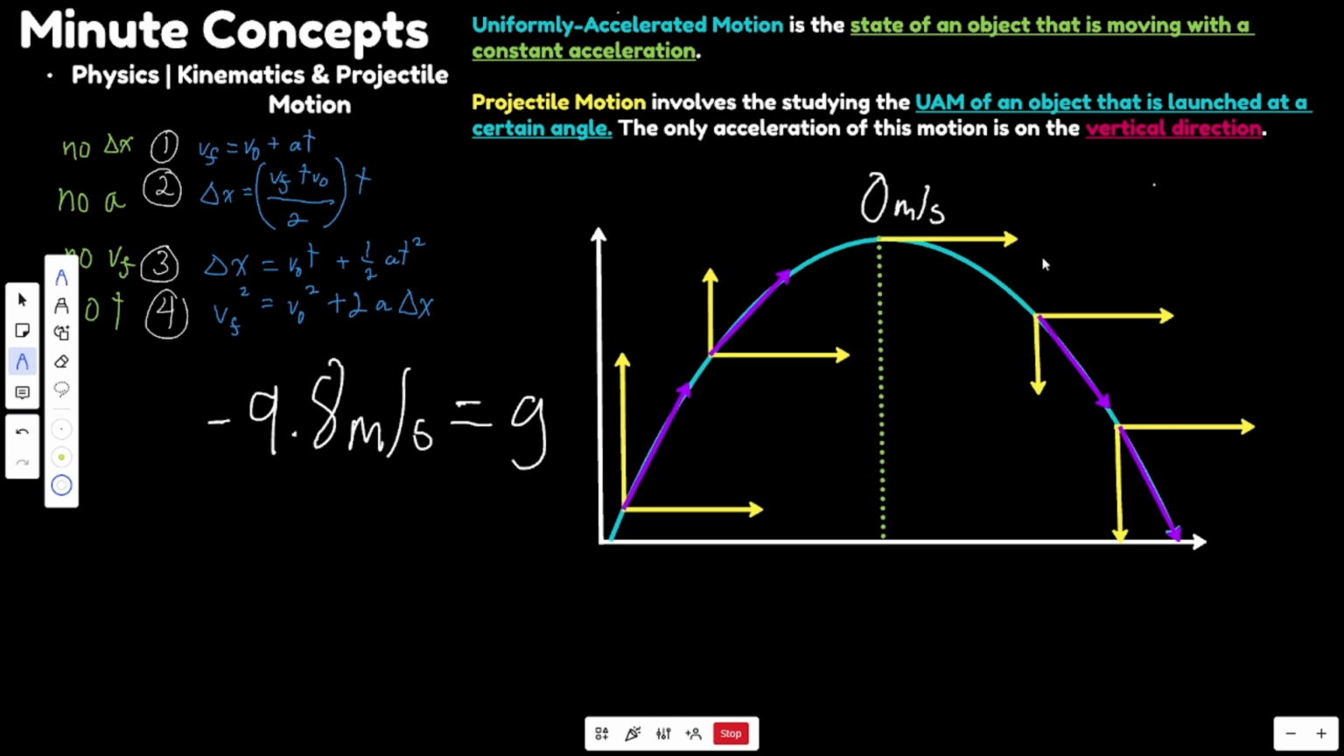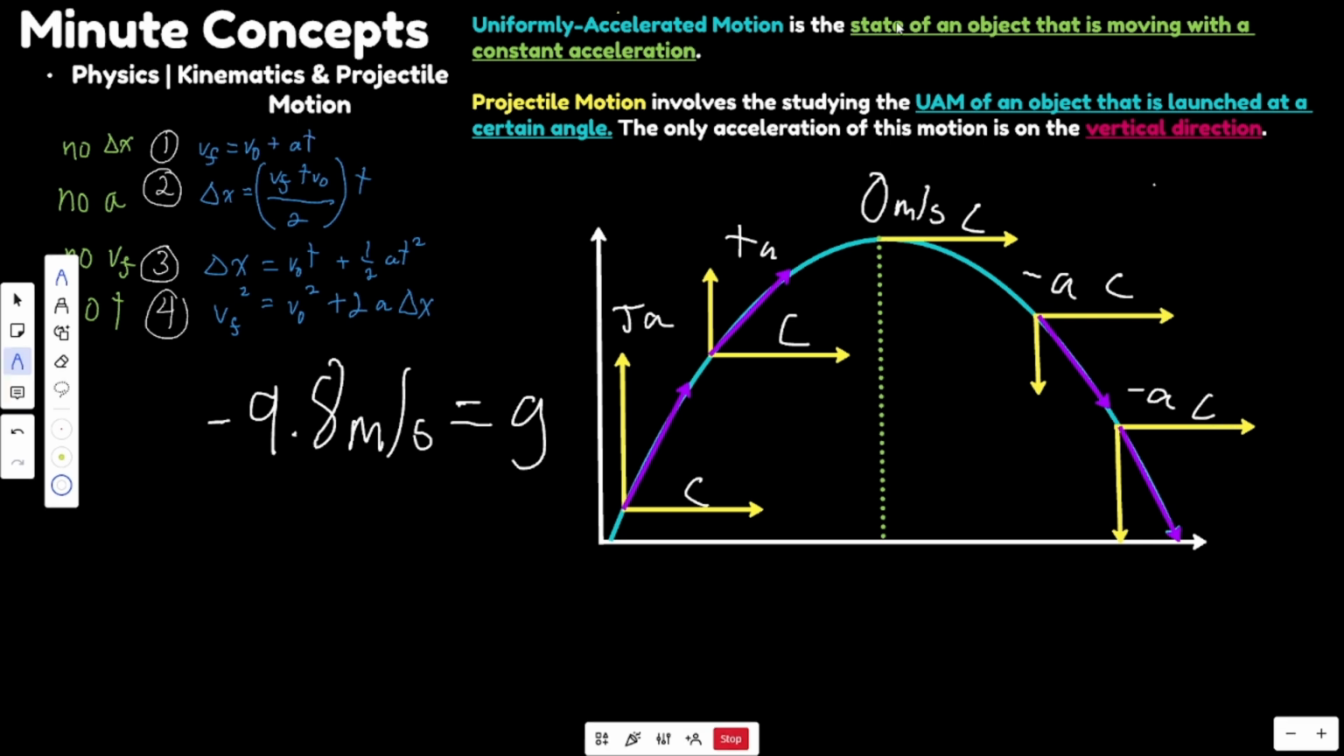And as it goes down, gravity makes my velocity negative. So I have positive velocity going up, and then I have negative velocity going down. However, the velocity in the eastward direction stays completely constant. So that is how we understand projectile motion, and these can be explained using the kinematic equations as well.